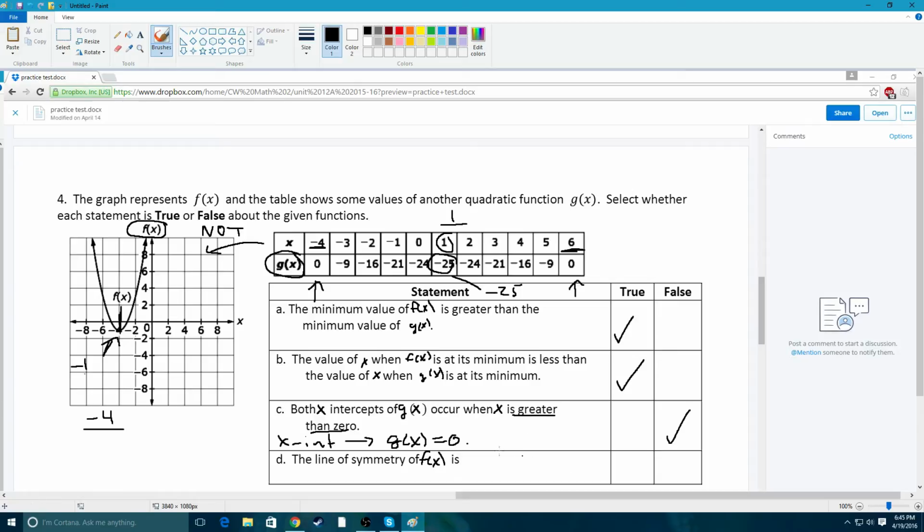And I think this is x equals 1. But if you take a look, the axis of symmetry happens at this line, which always takes place at the vertex. So since it's at x equals -4 where it should be, this is false.